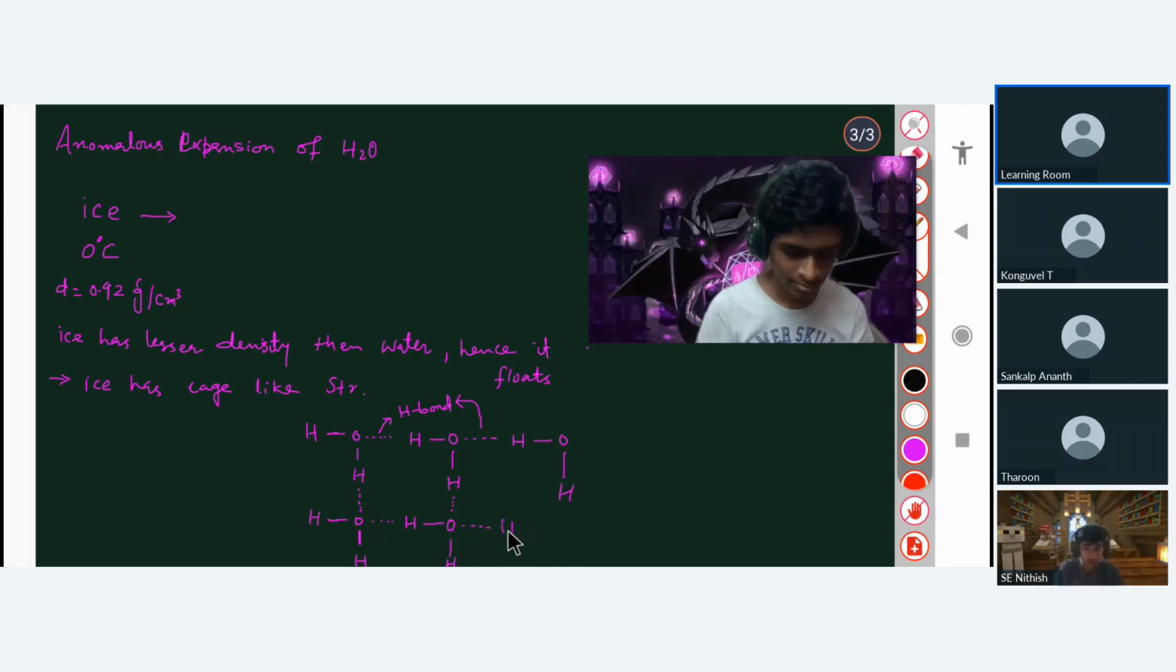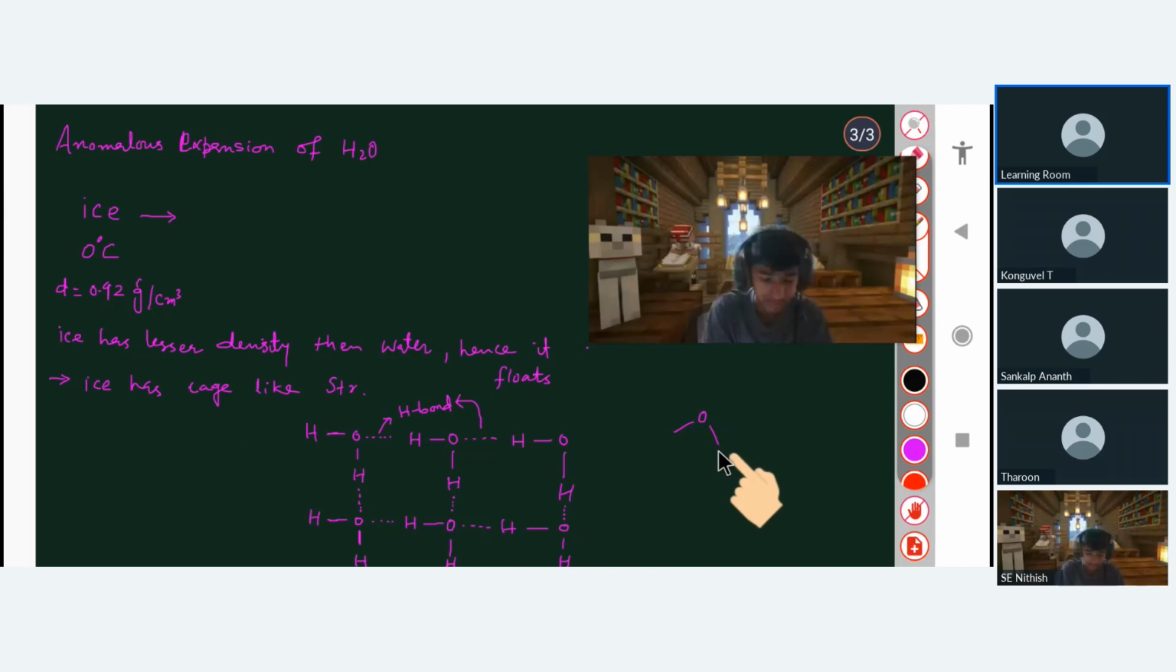See, I told you that water has a bent shape, isn't it? Is it clear? Yes, sir. So if I write the water molecule like this, it has a bent shape, or I can also write it like this, as I have shown in this diagram, that is H, O, and H. So I can write water in both forms. That means it is also bent, right?